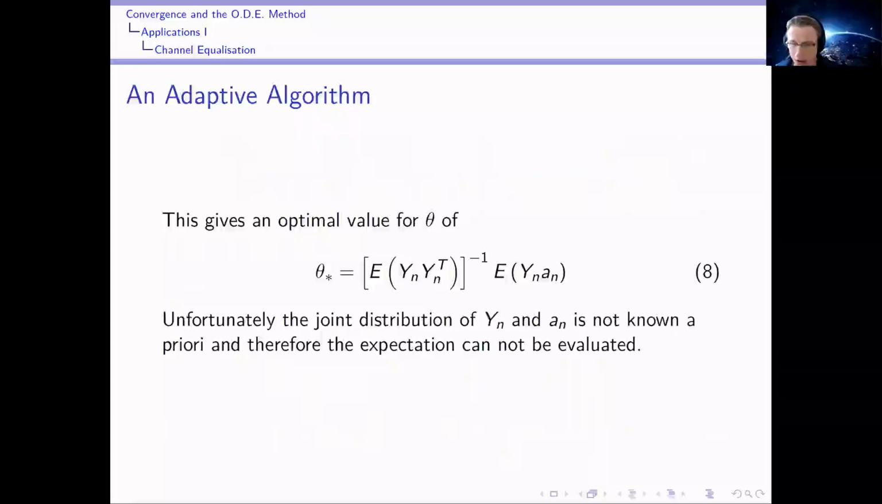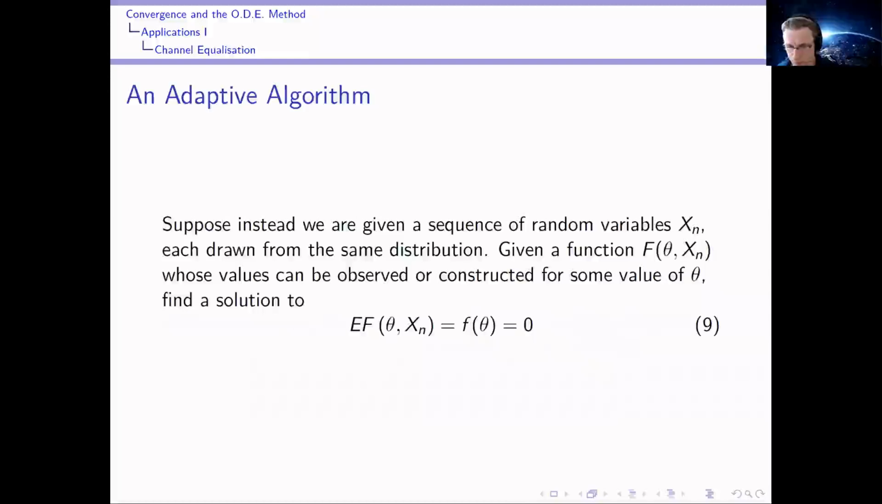And now this is where we run into a problem. We actually can't take the expectation here because it requires a joint distribution of y of n and also the symbol set a subscript n. Now we can observe values on both sides of the channel, but we can't know their joint distribution without knowledge of the channel. And that's of course the thing that we're trying to estimate. So how do we get around this?